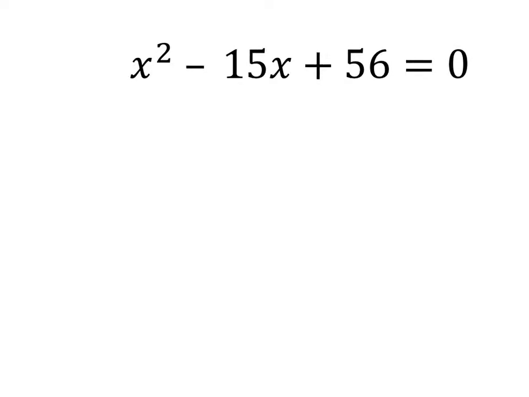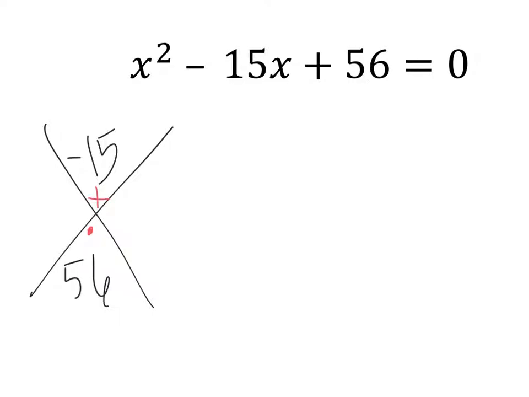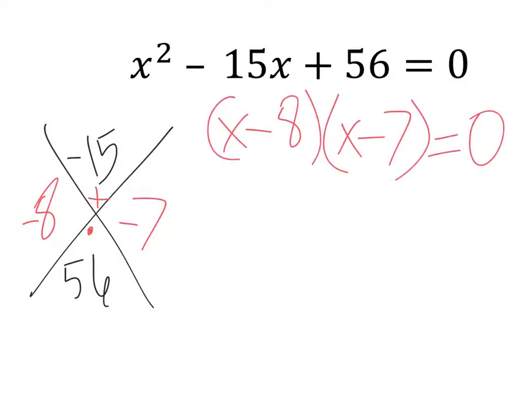How do you factor a term when the a value is 1? Well, all you have to do is look at the last number and the middle number. So you have to think, what are the factors of positive 56 that add up to negative 15? That's going to be 8 and 7. You have to make them both negative, because two negatives multiply to get a positive number, and they'll add together for a negative number. So I'll take the negative 8 and the negative 7, and I'll write my equation in factored form. So I turn it into x minus 8 times x minus 7. And then from there, you'd get your two solutions of 8 and 7.